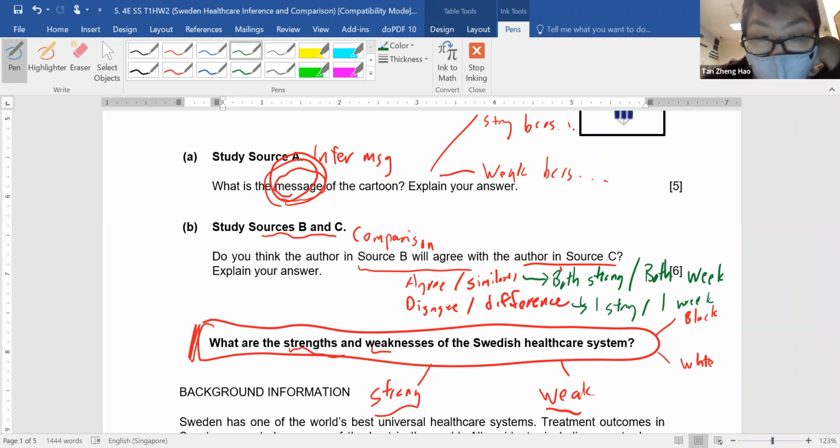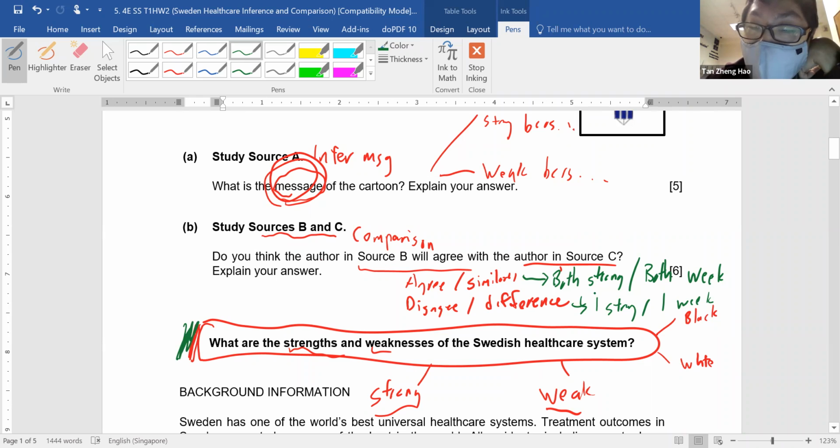So see, using the issue question, I can't stress this enough. I start to come out with the very easy possible answers already. For example, for part B, one of the answers might be: author with source B will agree with author with source C in saying that the Swedish healthcare system is very strong.